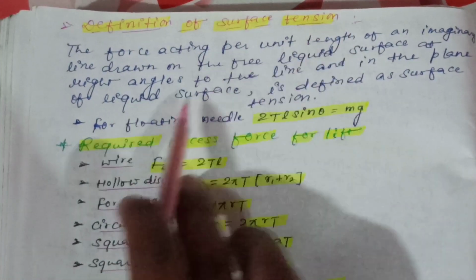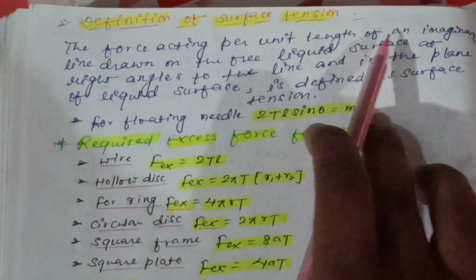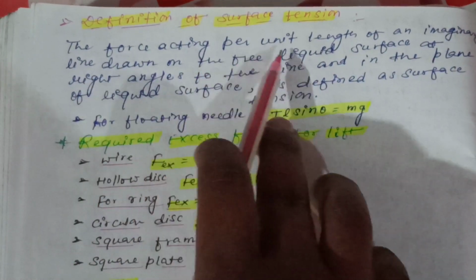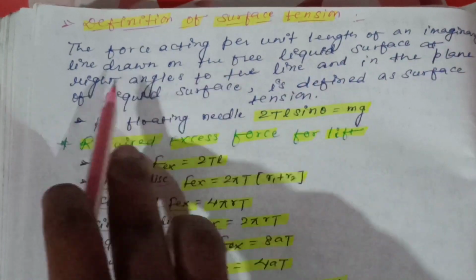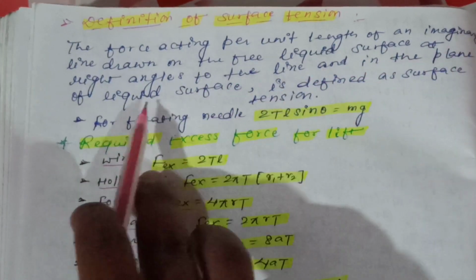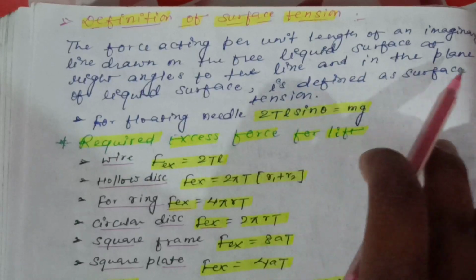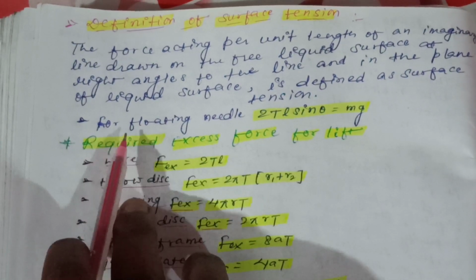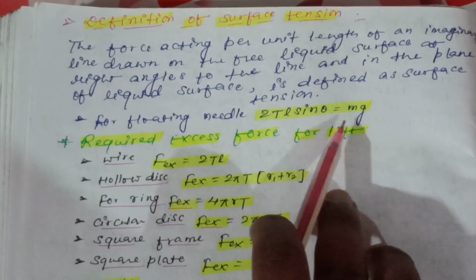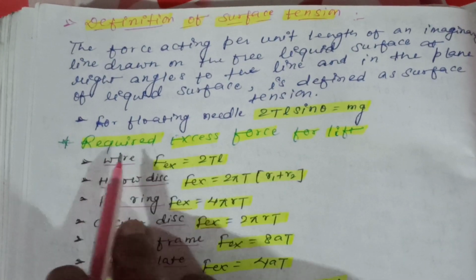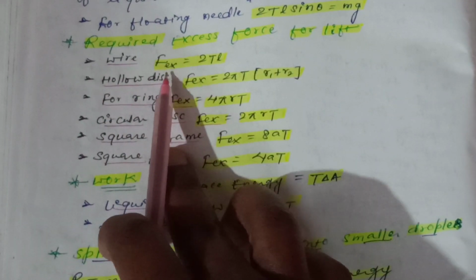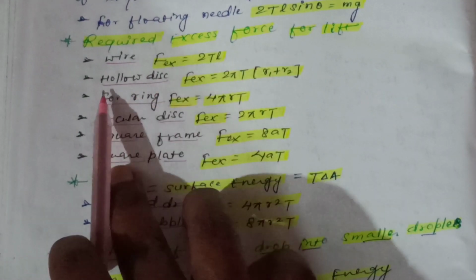Definition of surface tension: the force acting per unit length of an imaginary line drawn on the free liquid surface, at right angles to the line and in the plane of the liquid surface, is defined as the surface tension. For a floating needle, 2Tl sin theta is equal to mg. Required excess force for lift: for a wire, F excess is equal to 2Tl.